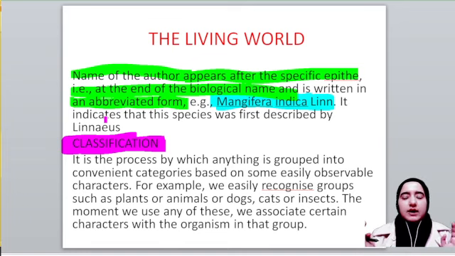Similarly, you will see an animal with four legs. That might be a tiger, a dog, a cat, an elephant, or a giraffe. It depends. Now you have to further observe that animal in order to identify what kind of animal it is. That is known as classification, when we do grouping into convenient categories based on some observable characteristics.